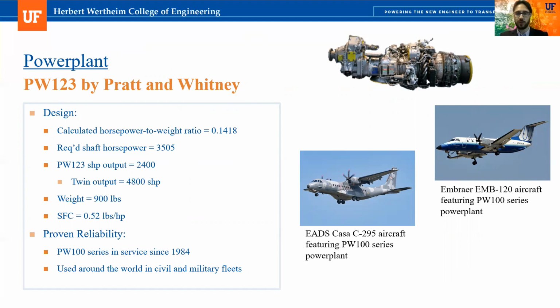The PW123 puts out 2,400 shaft horsepower. So between the two that we have on our BC1, we'll have 4,800 shaft horsepower. It's got a very competitive specific fuel consumption and a reasonable weight. And as you can see on the slide there, it more than matches the required horsepower that we calculated our design requires. Next slide, please.